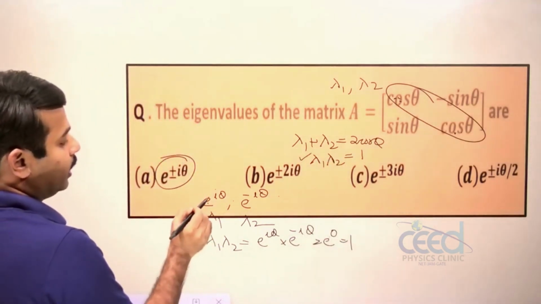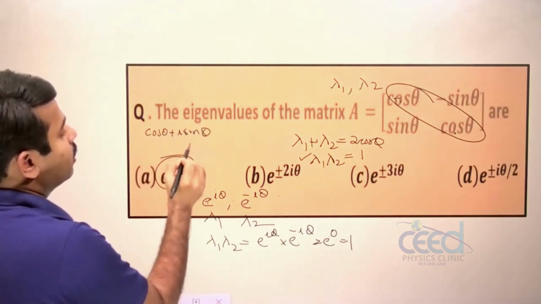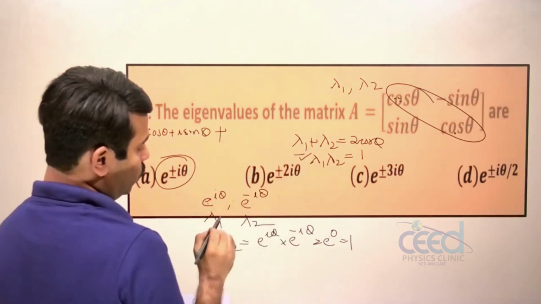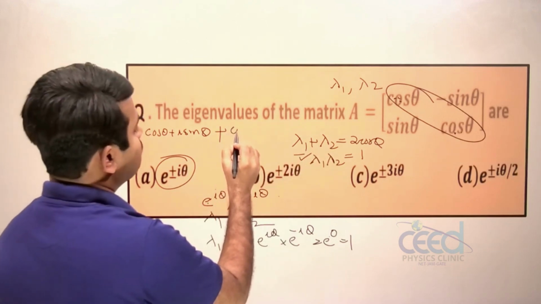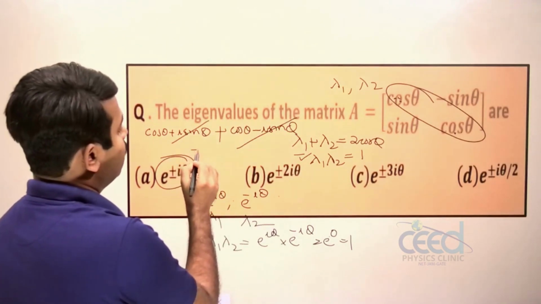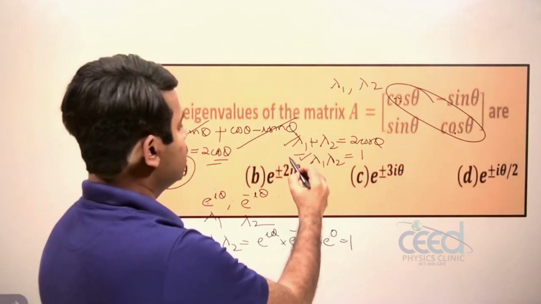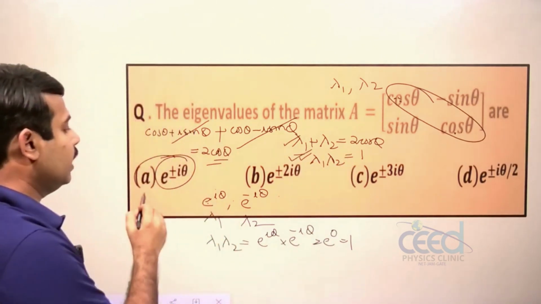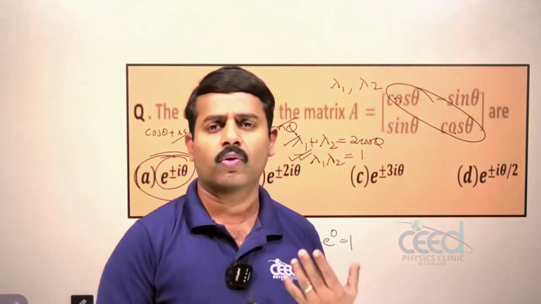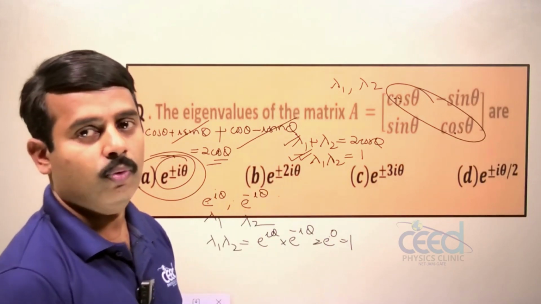Now you know that lambda 1, e raised to i theta, is cos theta plus i sin theta, and lambda 2, e raised to minus i theta, is cos theta minus i sin theta. So this and this cancel, 2 cos theta will come, right? That means both conditions are satisfied. So this is the eigenvalue of this matrix, right? If the first option is correct, we need not go to the second option. If this is not correct, obviously we jump into the second option, alright?